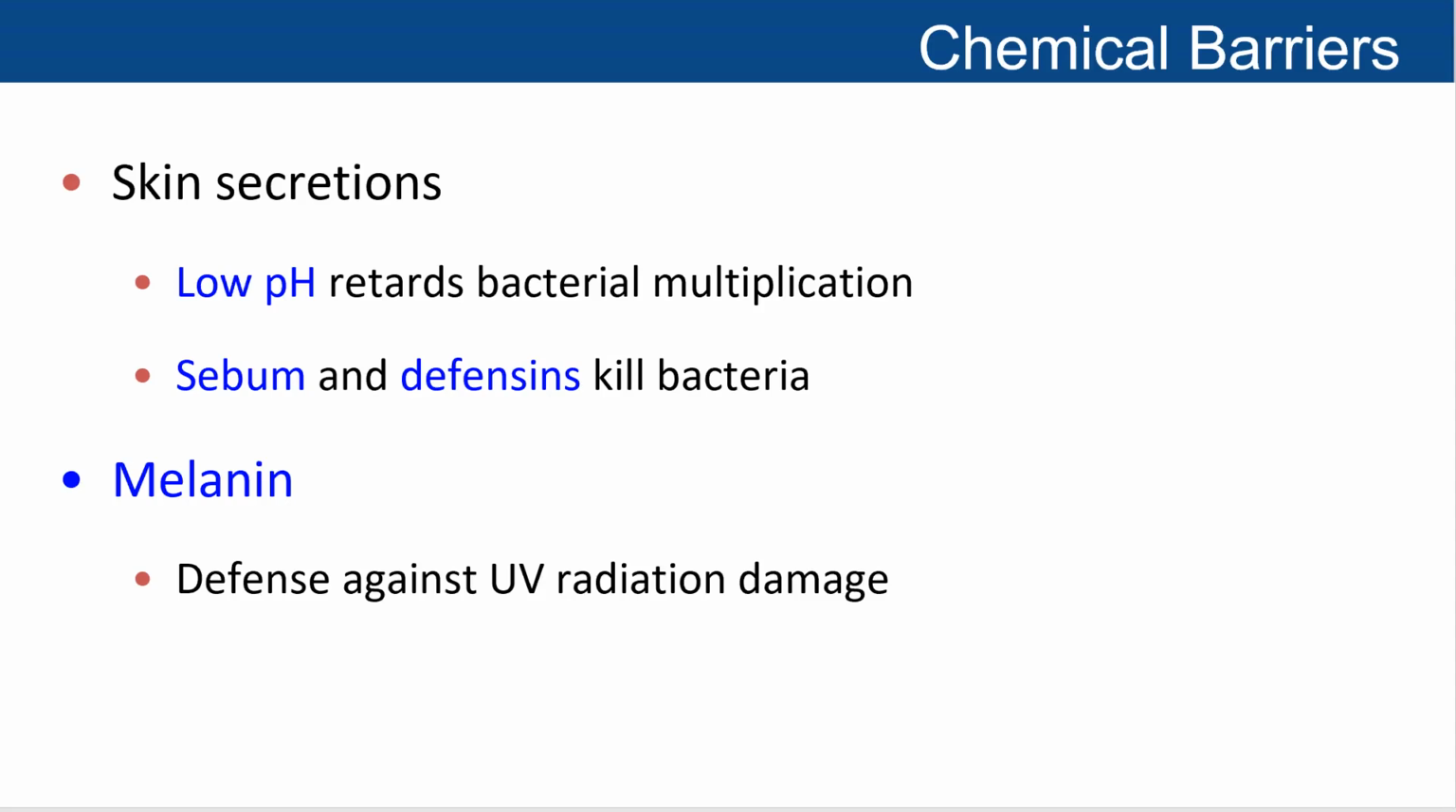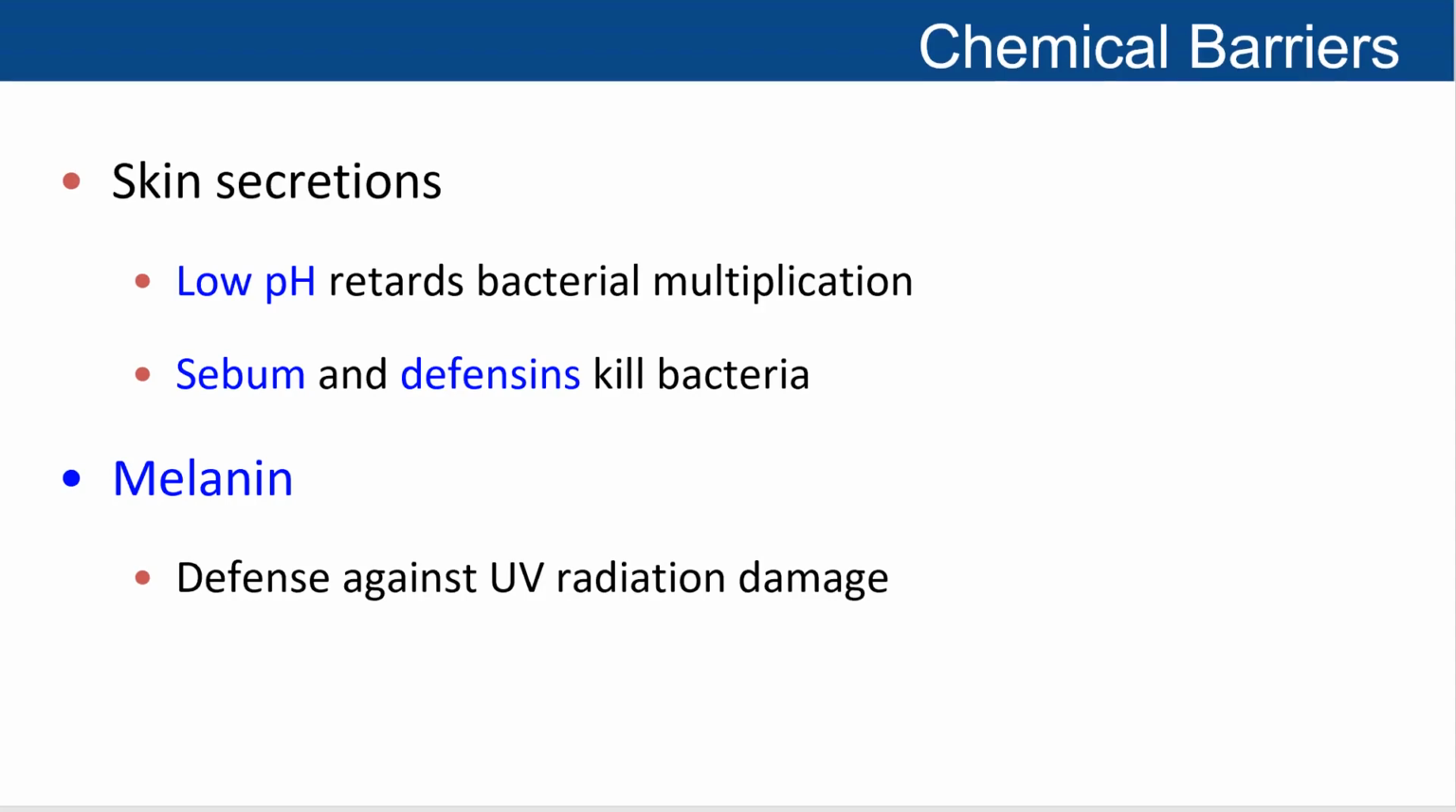As chemical barriers, skin secretions such as low pH, sebum, defensin, and melanin are the factors which make our skin a chemical barrier. So the low pH of skin, sebum, and defensin inhibit growth of harmful bacteria and fungi. Melanin is a skin pigment that makes a shield around the nucleus of keratinocytes to protect the genetic material of skin cells from UV radiation damage.